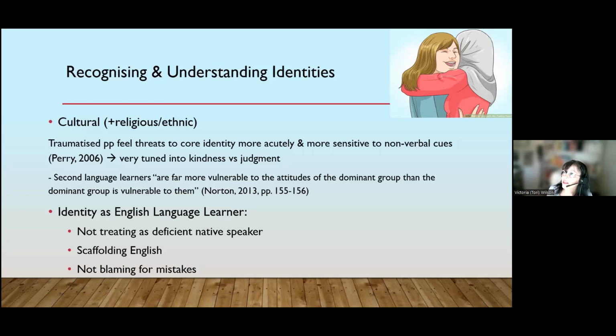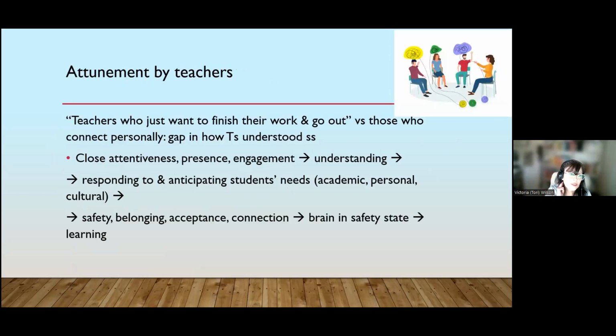The second major identity they talked about was English language learner itself. So not treating them as a deficient native speaker, scaffolding our English, slowing down, using accessible language, and again, not blaming them for mistakes. The next one is attunement by teachers.